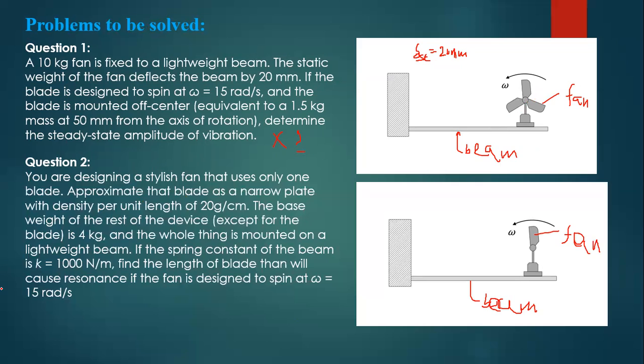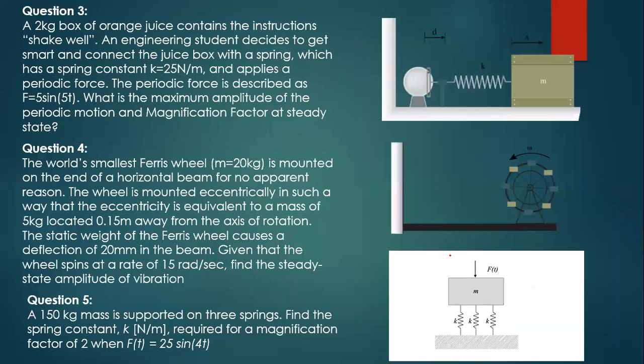Okay, this is a 3-blade fan on a beam. If the spring constant of the beam is K = 1000 Newton per meter, find the length of the blade that will cause resonance. The fan is designed to spin, so the rotational speed of the fan is also given. What we are going to find is the blade lengths that can cause resonance in the system. Okay, this is the question.